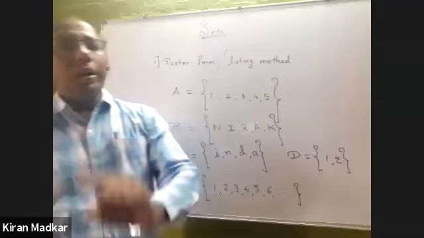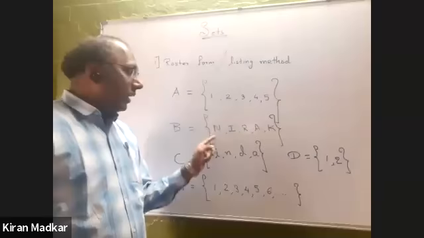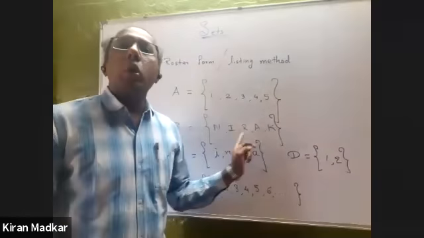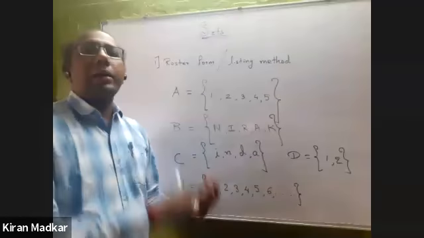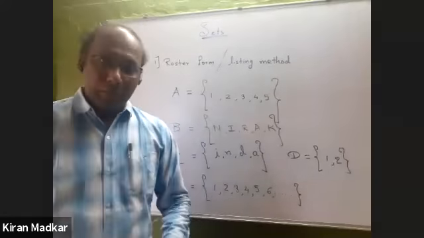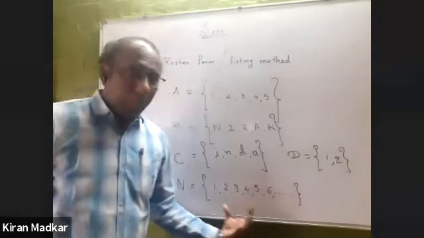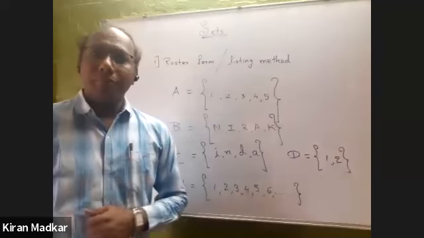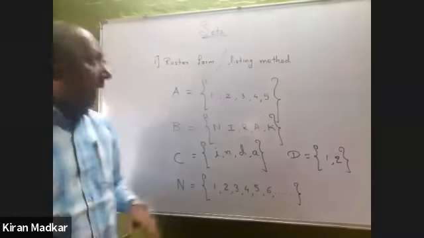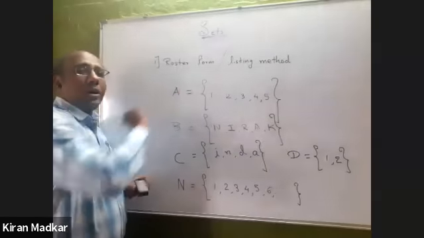The only thing we have to remember here is, when I said that order is not important, you can go in any order. Here, I cannot do that. Here, I have to write in proper order only. Starting 4, 5, 6, whatever number of elements you write, make sure you write them in proper order. Now that is your roster form, or listing method.